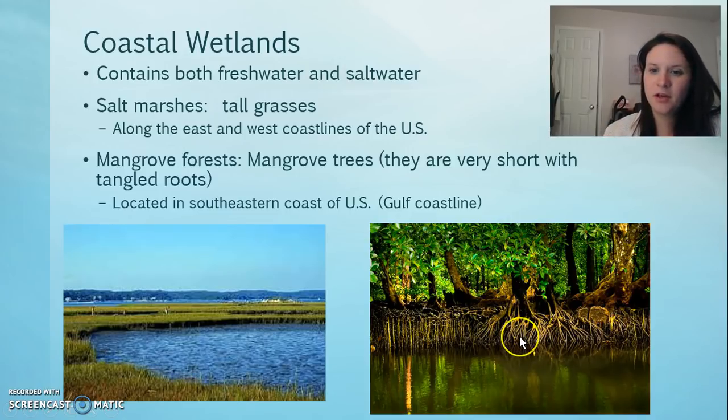But they have these very unique, characteristic tangled roots. That's how you know it's always a mangrove tree. And we do have some mangrove forest in the United States, but those are mainly going to be located in the southeastern coast, around the Gulf Coast.